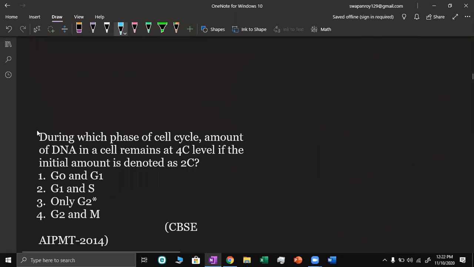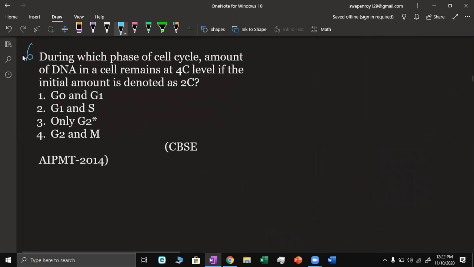Now come to the sixth question. During which phase of the cell cycle does the amount of DNA in a cell remain at 4C level if the initial amount is 2C? Say the initial amount is 2C. It becomes 4C when? During the S phase it becomes double. So in the S phase it will become 4C. After S phase comes G2, that also will have 4C.